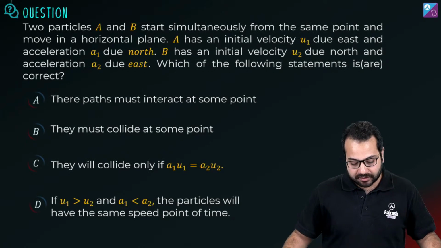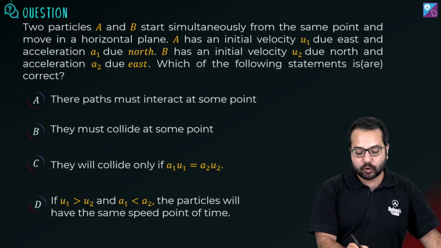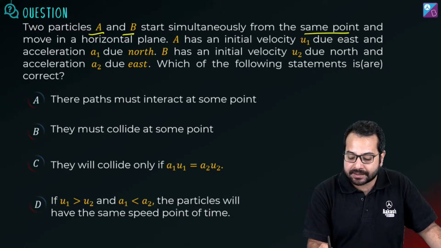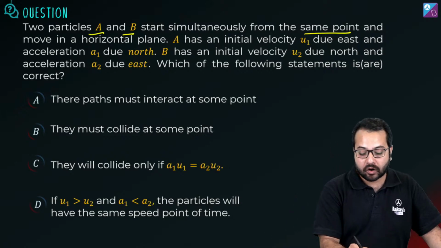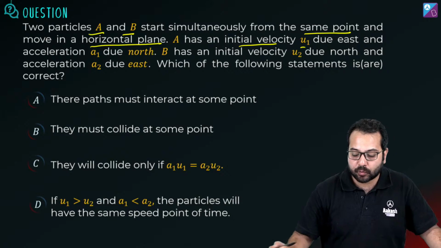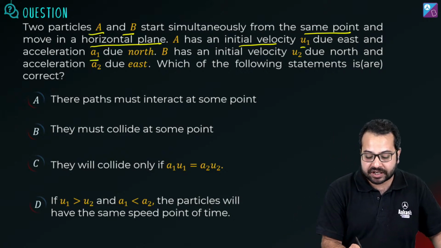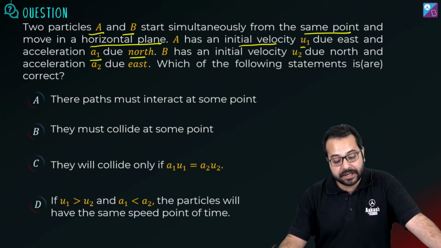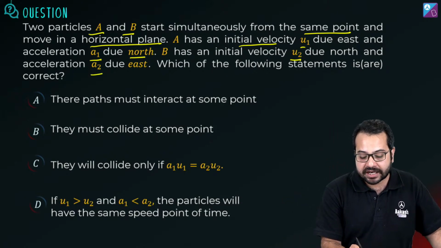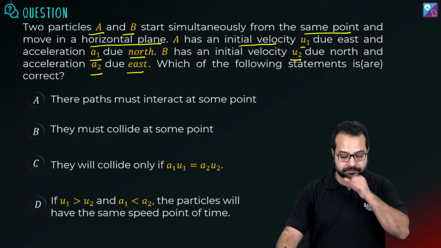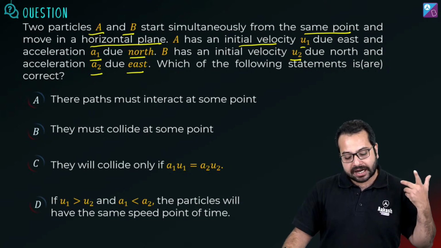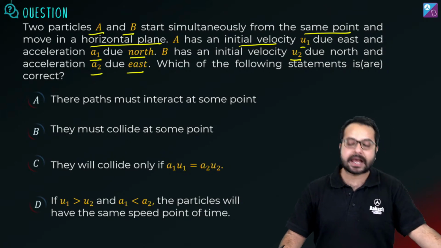Alright, this is the next question. Two particles A and B start simultaneously from the same point and move in a horizontal plane. A has an initial velocity u1 due east and acceleration a1 due north. B has an initial velocity u2 due north and acceleration a2 due east. So different velocities in different directions, and they have different accelerations in different directions as well.